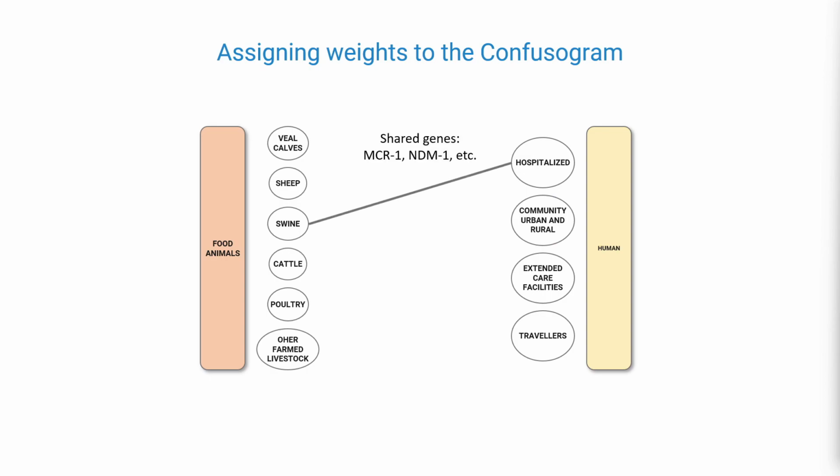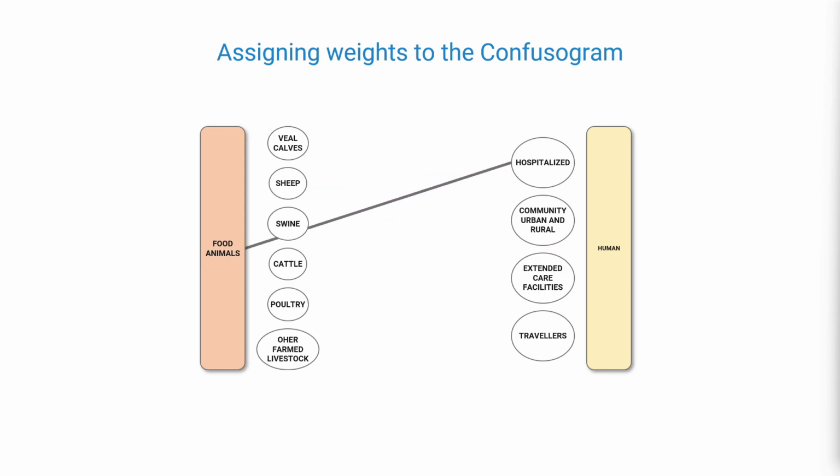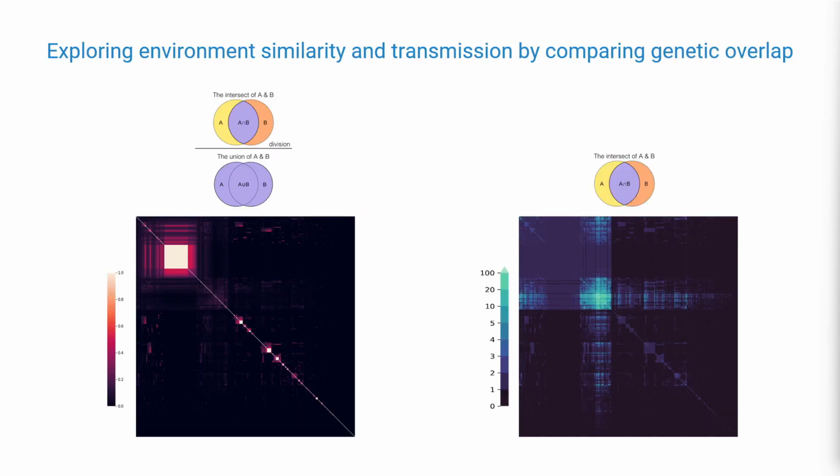For example, between swine and hospitals, how many genes do these terms share a relationship with? If both swine and hospitals have a relationship with MCR1 and NDM1, then transmission potentially has taken place between these environments for those genes. Based on this overlap, we could create a weight between food animal subgroups and the term hospital, and by taking the average of these weights, we could also measure the weight between food animals themselves and hospitals. So far, I've tried two ways of calculating weight based on the gene overlap between environments.